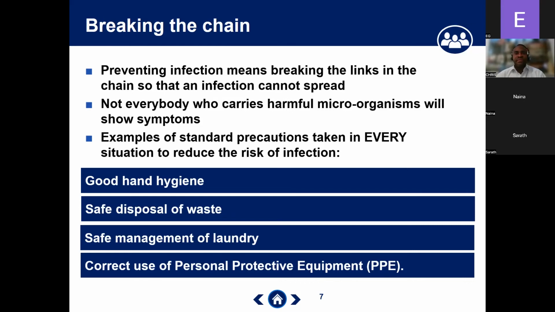Okay. Preventing infection means breaking the links in the chain so that an infection cannot be spread. Not everybody who carries harmful microorganisms will show symptoms. Examples of standard precaution taken in every situation to reduce the risk of infection. Okay. Very good. Hand hygiene, safe disposal of waste, safe management of laundry, correct use of personal protection equipment, PPE. Very good. Thank you very much. You read very well. This just answers one of your questions.